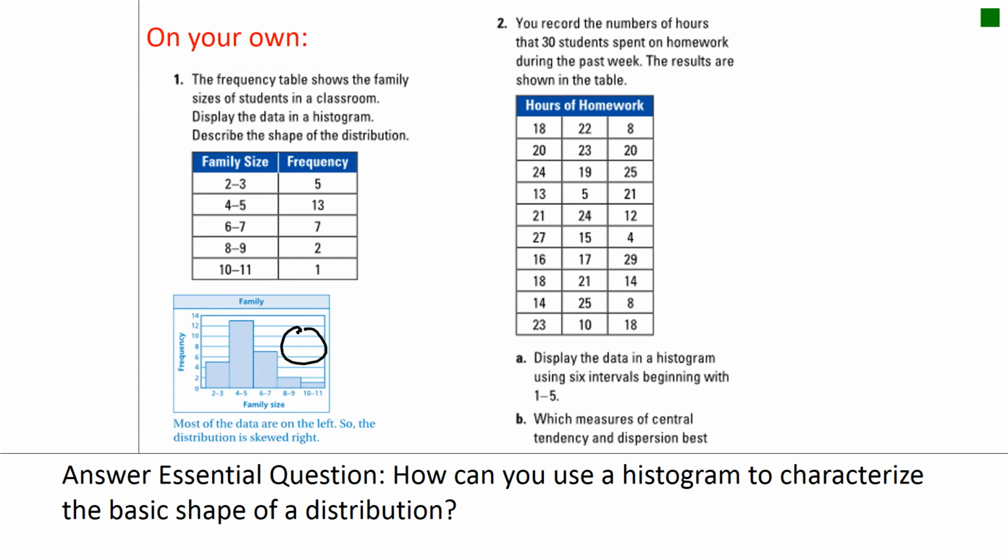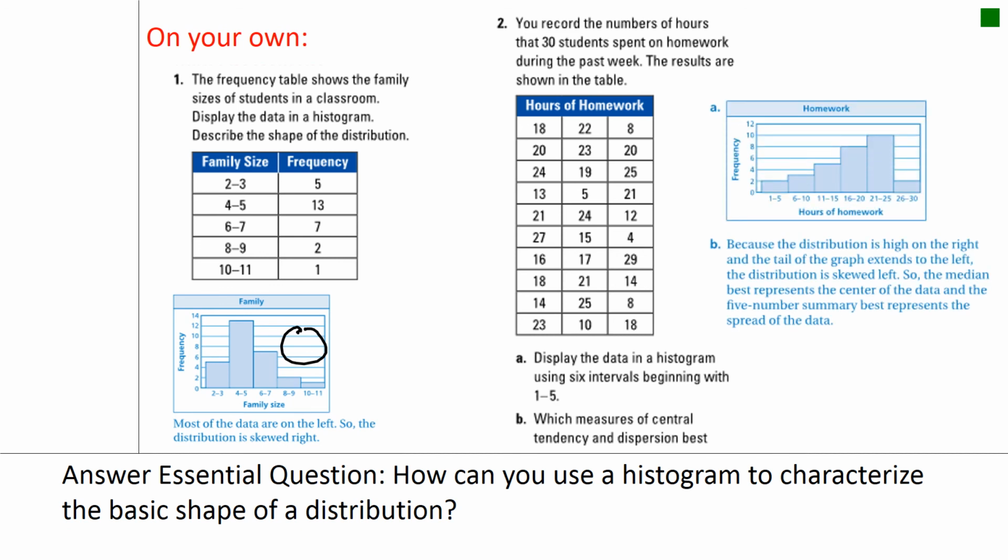All right, number 2, you're recording the number of hours that a student spent on homework during the past week. The results are shown in the table. Take that time, pause the video, make your histogram. This one's talking about central tendency and dispersion. So remember, central tendency is mean, median, mode. Dispersion is that standard deviation and the range. Let's see what our histogram looks like when you're done.